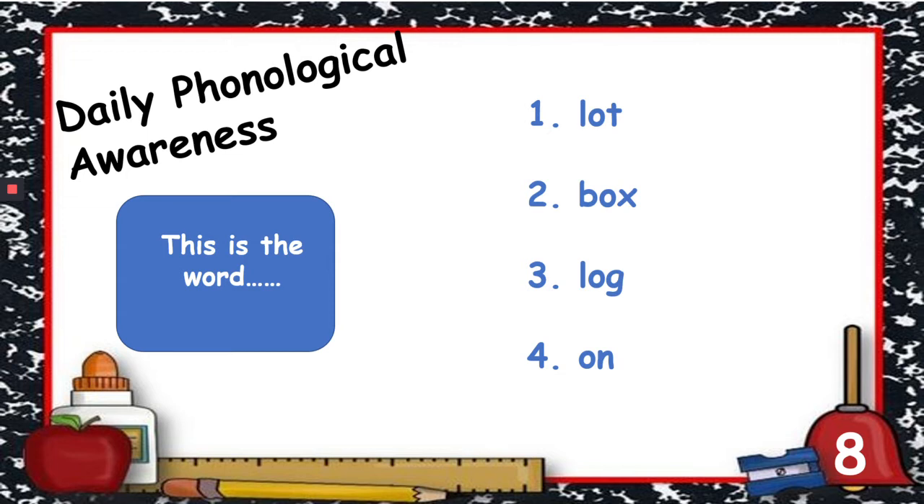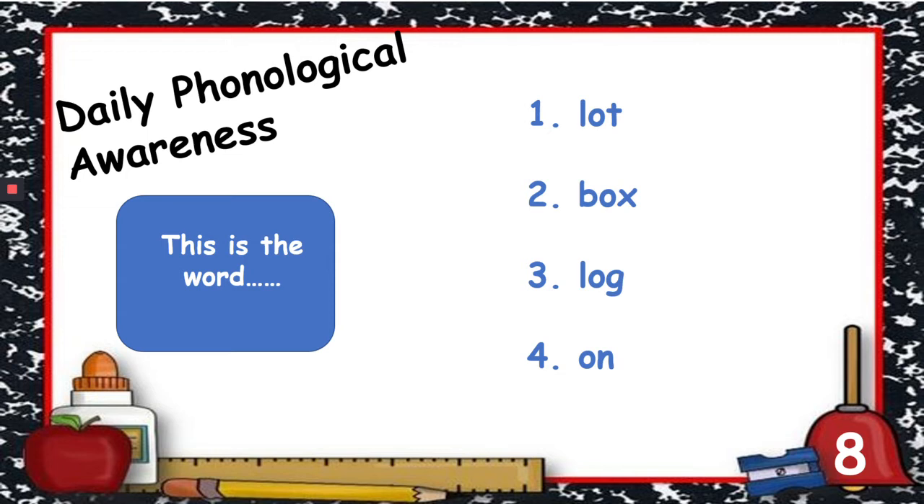Number 3. The L makes the L sound. The O makes the ah sound. The G makes the g sound. So, L, ah, g. What word do you get? If you said log, you are correct. Excellent.